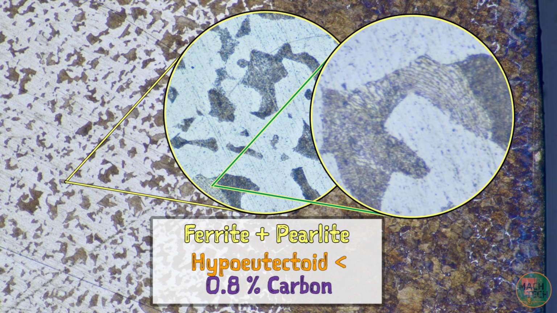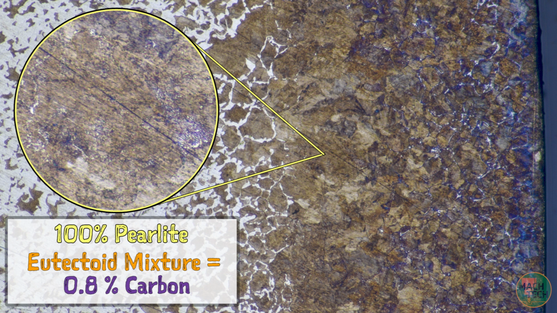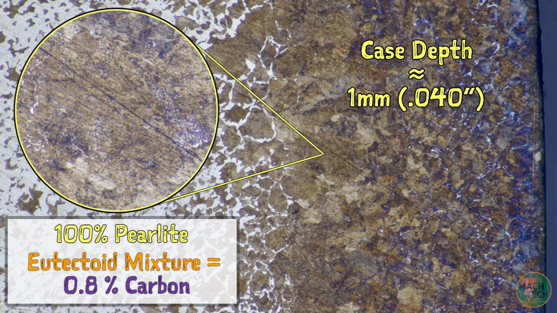If I zoom in a little closer, you can make out some of the lamellar structure. If you count all the ferrite and pearlite together, the core is still only about 0.2% carbon, which is how much was in this low-carbon steel to begin with. So this is basically what the entire sample would have looked like if we hadn't carburized it. But as we move rightward into the case, we start to see more brown splotches until right about 1 millimeter, 40 thousandths of an inch in from the edge. At that point, everything turns brown.